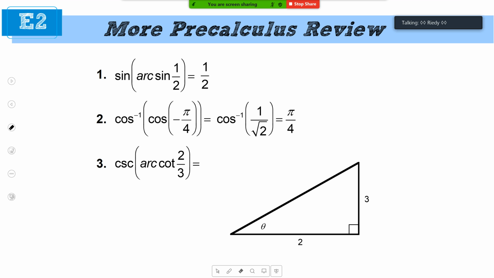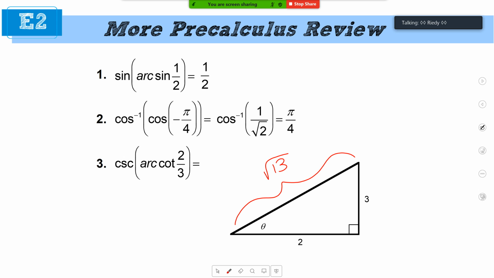Okay, so there's my triangle. I have some angle theta. When I take the cotangent of that angle theta, I get 2/3. Okay, so that's adjacent over opposite. And this should start coming back to you. How do I find this? Pythagorean theorem. Square root of 13.